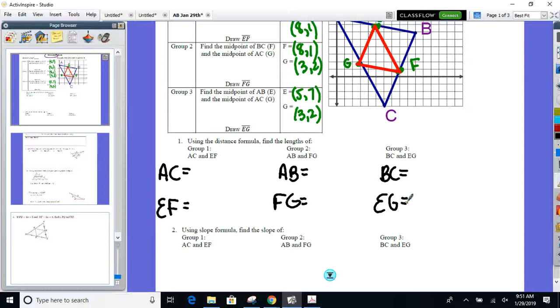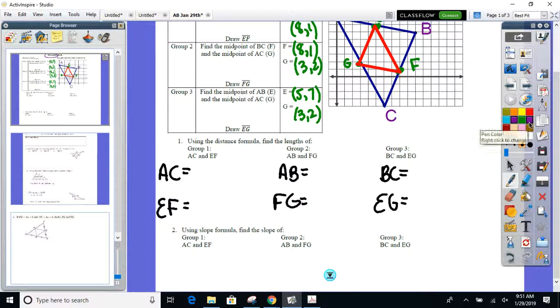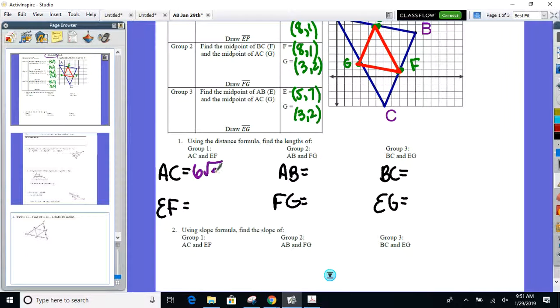Group 1. Anybody got the distance of AC in simplest radical form? Everyone else, make sure we jot it down. 6 radical 5. Good. You should have broken down the square root of 180. And how about EF? 3 radical 5. Look at that, huh? I believe they have some relationship.